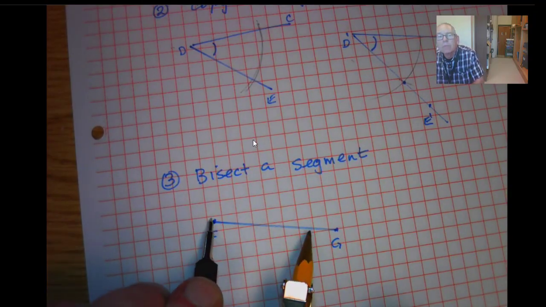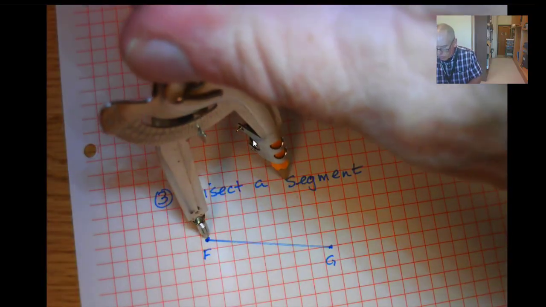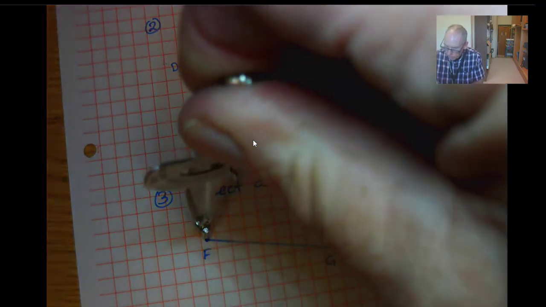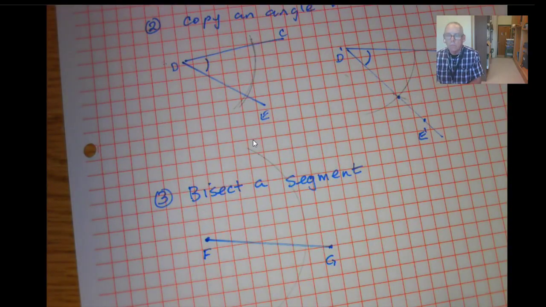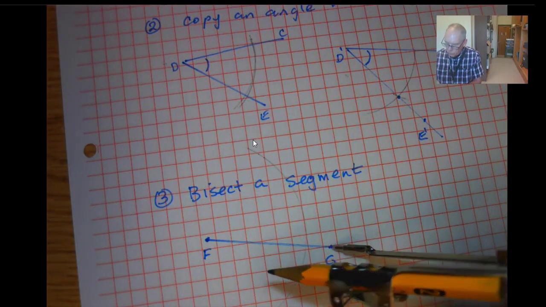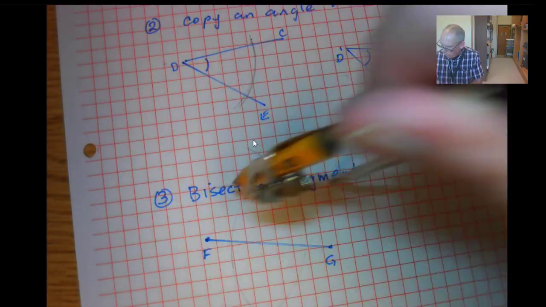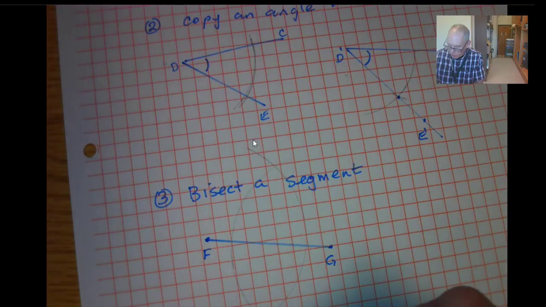So we need to set our compass a little bit more than halfway, a little bit more than half at least, and we strike an arc above and below, and then using the same settings off the other end of the segment, we strike another arc above and below, so those intersect the original ones that we drew.